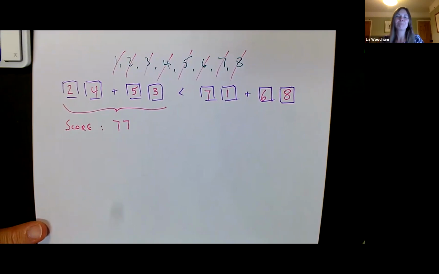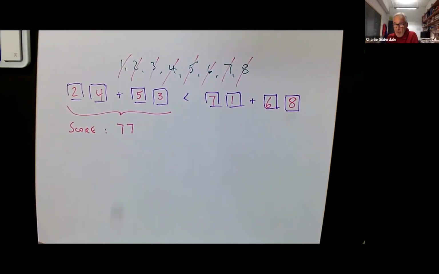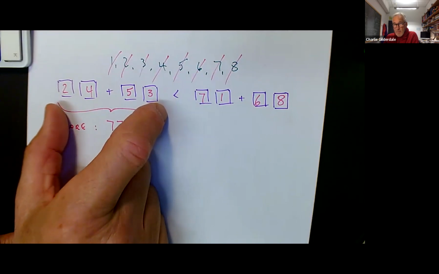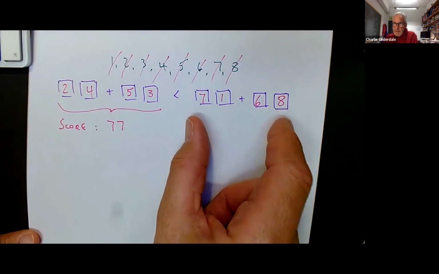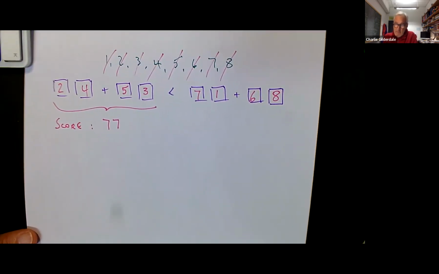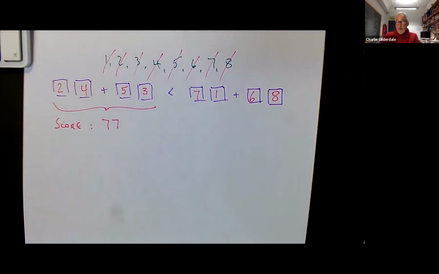Okay, so the challenge there is for everybody, can you do better than 77? And the score is going to be the result of that sum, but that sum has got to be smaller than the one on the right. And again, in the chat, if you could write what your score is without telling us how you achieved your score. And then we can give you some feedback if you've gone beyond what we think is possible.